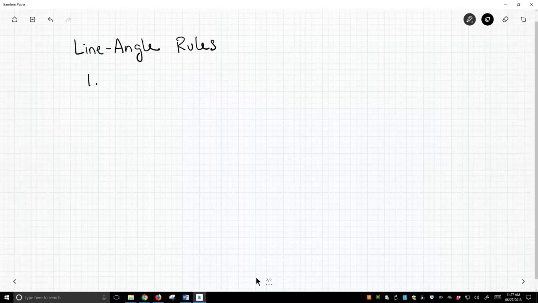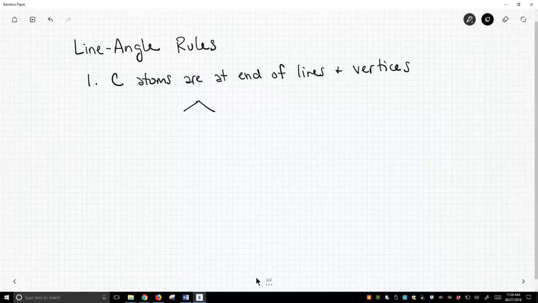So, rule number 1 is that carbon atoms are at the end of lines and vertices. Where there's a bend in that molecule, there's our propane again. There's a carbon, there's a carbon, there's a carbon.